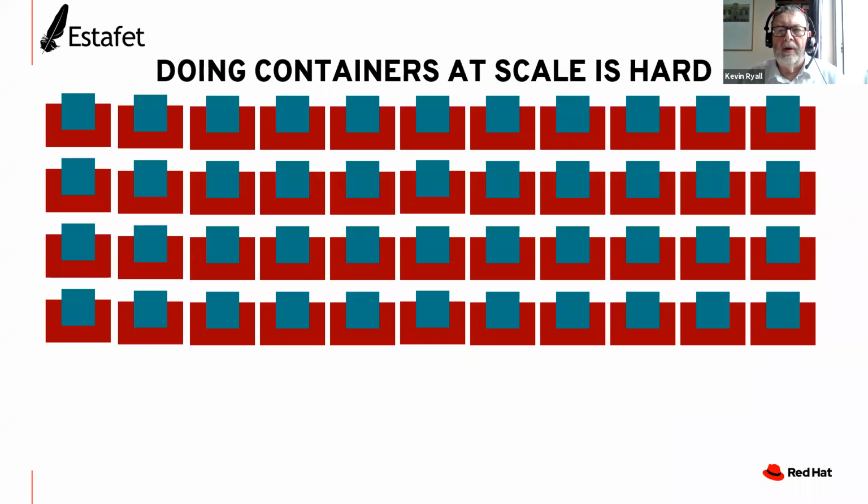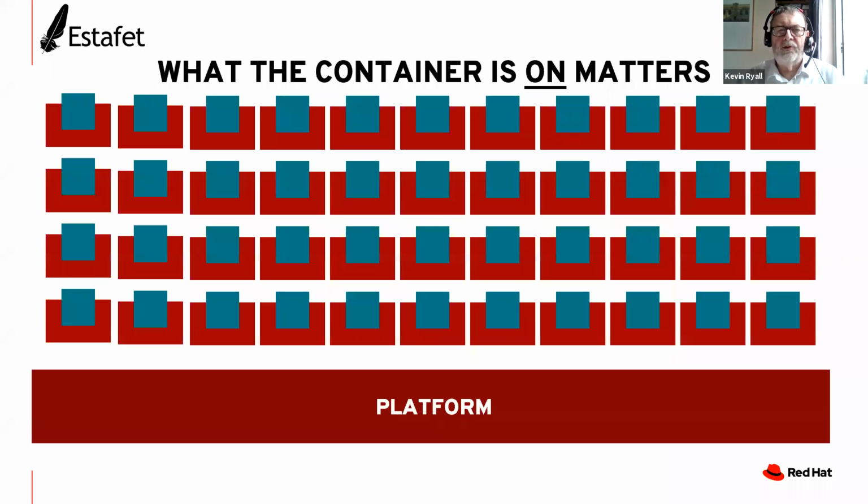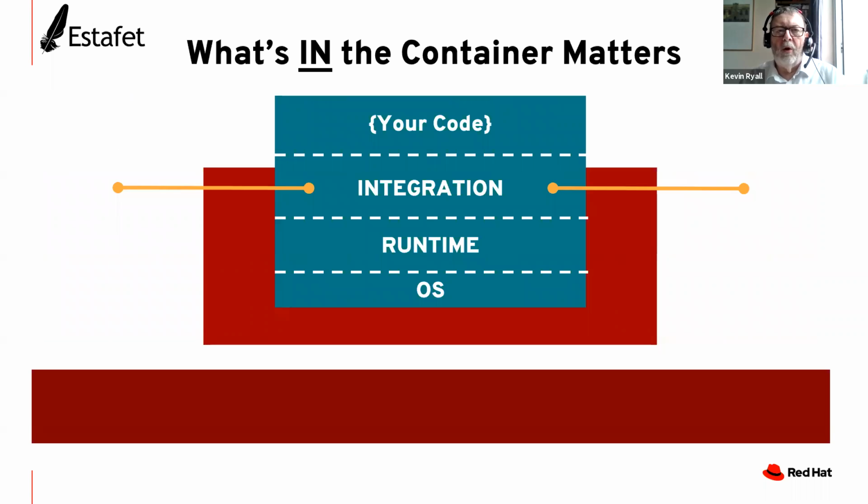That said, containers are supposed to simplify things, but doing containers at scale is still difficult, it's hard. So what the container runs on is important, it matters. And so the platform is important. And what's inside the container also matters. So obviously the code that you write as developers, or that your developers write if you're not a developer, is obviously the key thing. But underneath that code, beneath that, we have various layers right down to the operating system. That's also important.